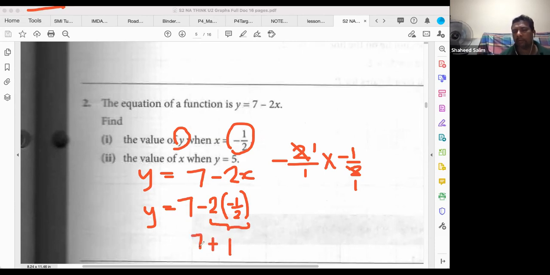7 plus 1 equals 8. So remember this minus, I use another color. This minus here is multiplied to this minus. Minus times minus become plus. So you cancel, you get 1 times 1. -1 times -1 equals to +1. 7 plus 1, 8. Finish. Okay, then we try the next one.